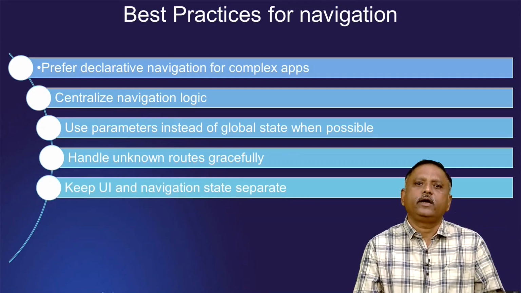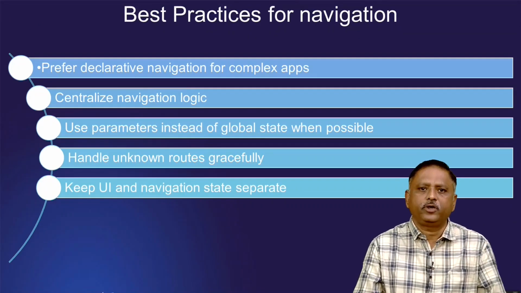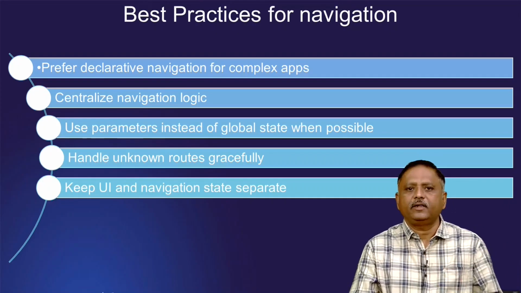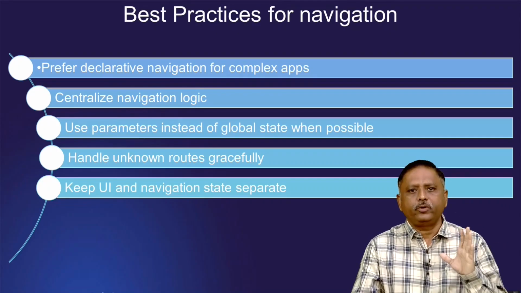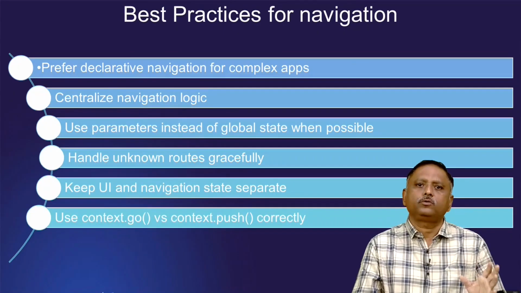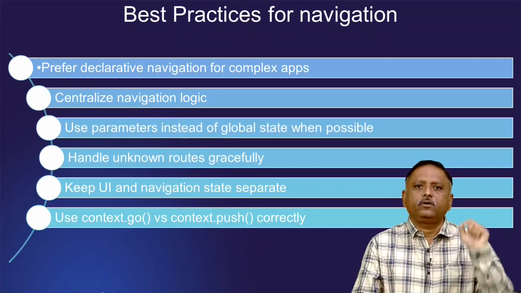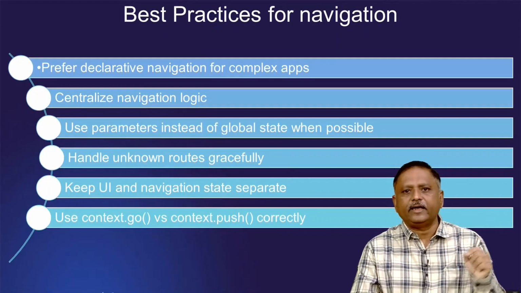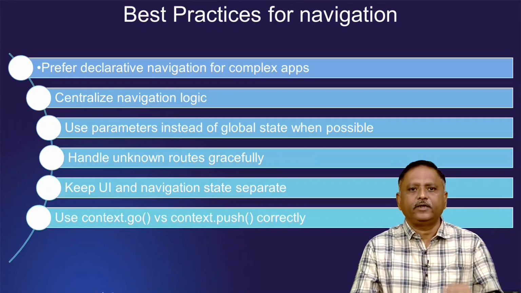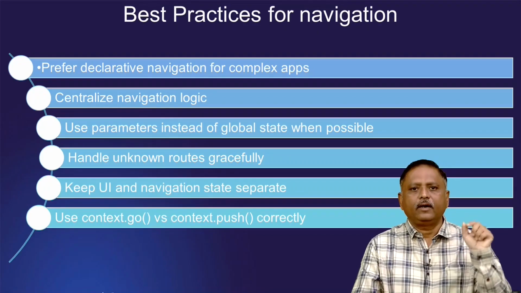Then keep user interface and navigation state separate. You should use state management solutions like Provider, Riverpod or Bloc to drive navigation, as we have already learned. Your route should reflect the app state rather than controlling it directly. Then you should use context.go and context.push correctly. context.go replaces the entire stack, like going to a new route page, while context.push adds a new page on top of the stack for drill-down flows. So you must use them correctly.